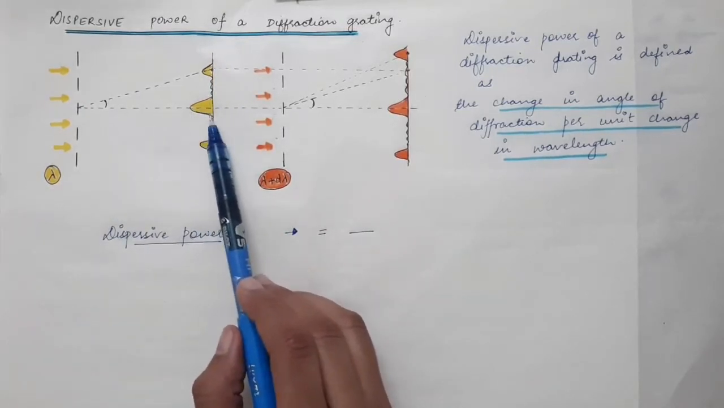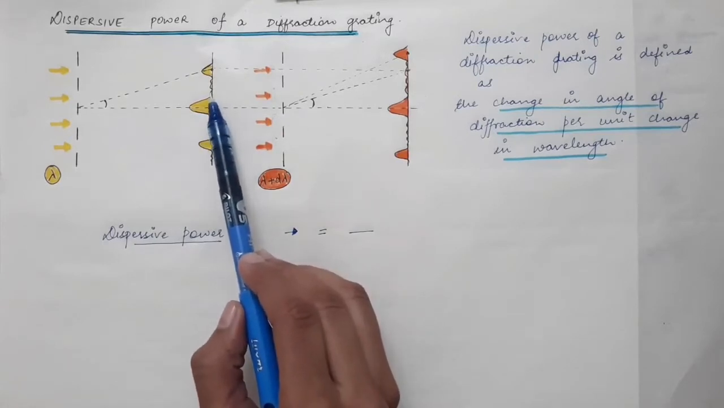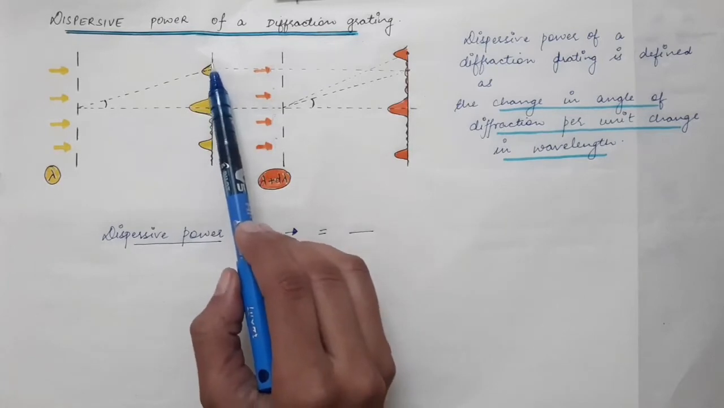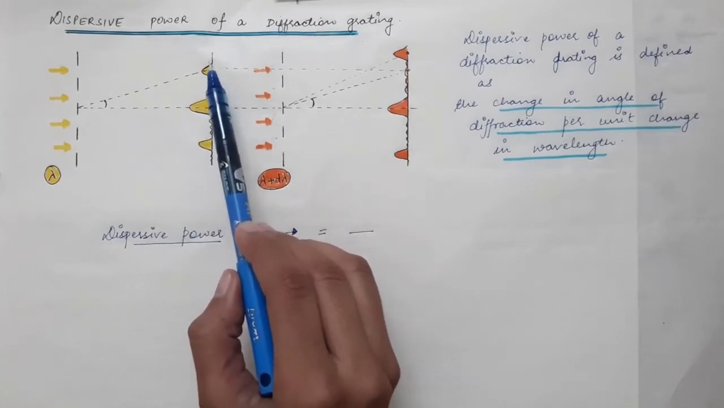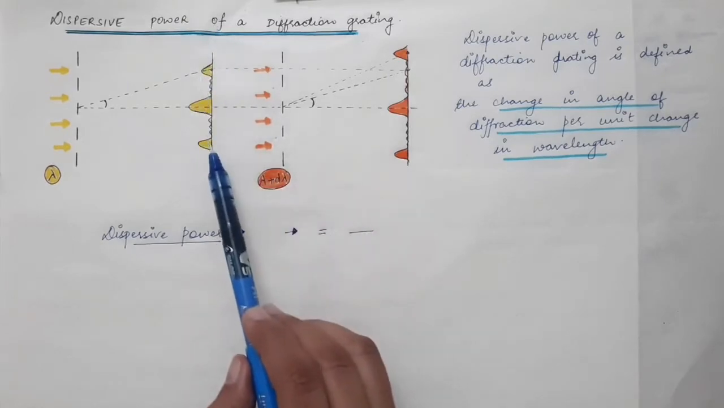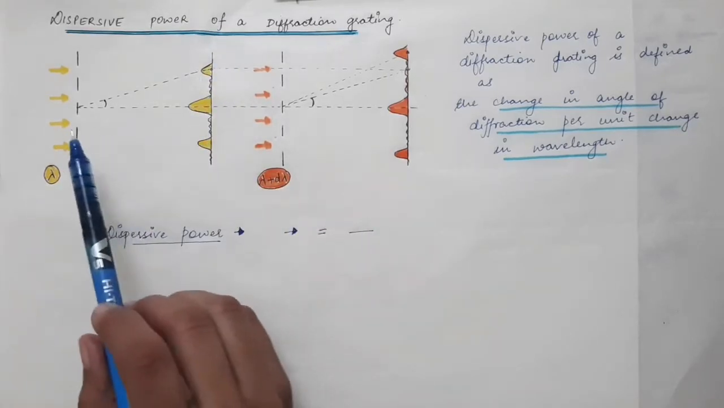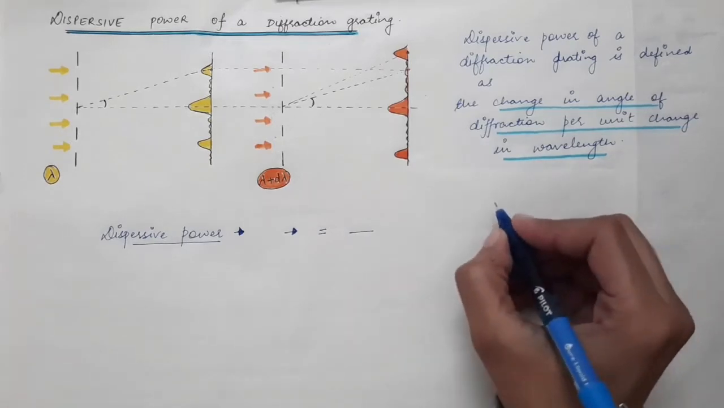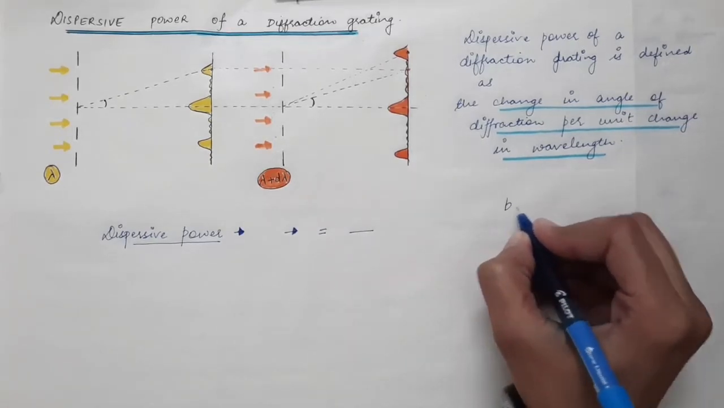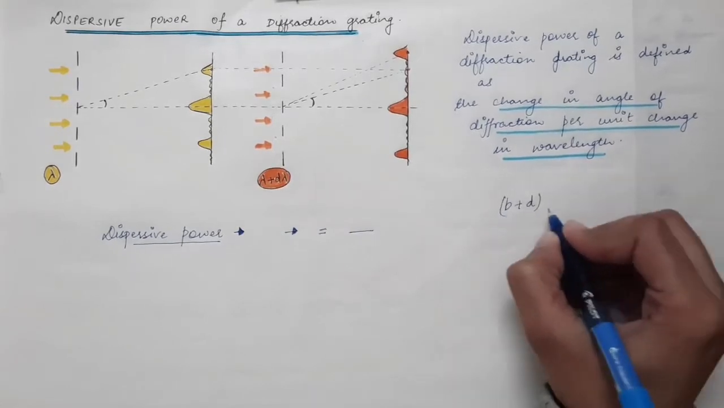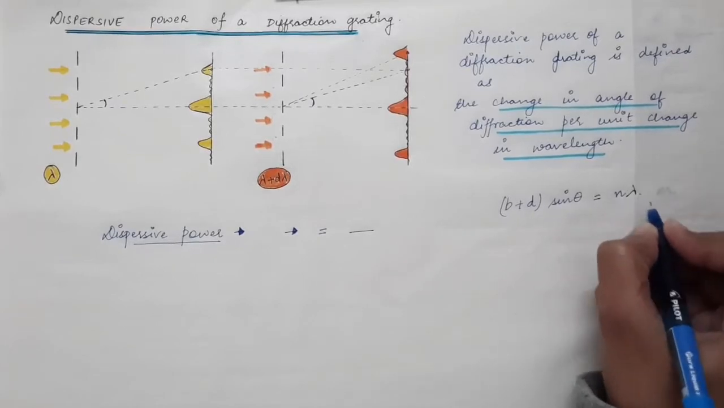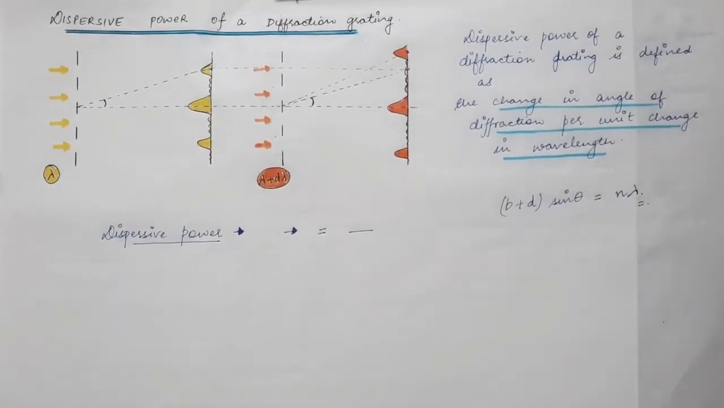So we obtain a central maxima, then certain secondary maxima and minima, then at one point we obtain the first principal maximum, and similarly this happens at other points on the screen. Now we have already seen that the condition of principal maxima is (b plus d) sine theta equals n lambda. This is the condition for principal maxima to be obtained in the case of a diffraction grating or n multiple slits.